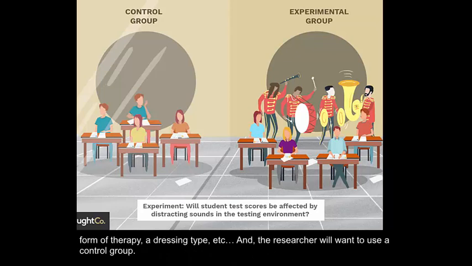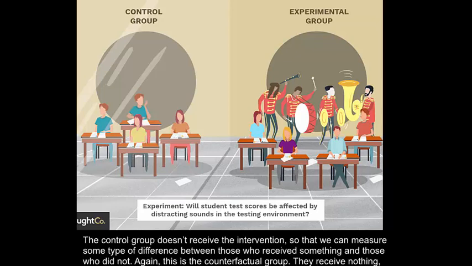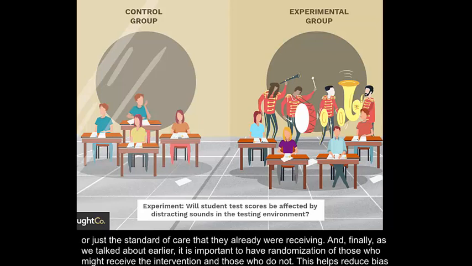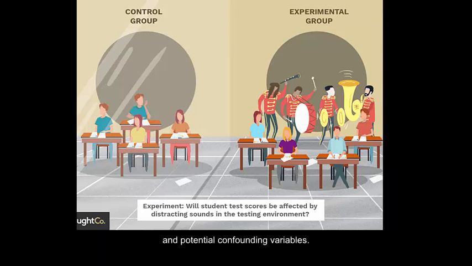And the researcher will want to use a control group. The control group doesn't receive the intervention, so that we can measure some type of difference between those who received something and those who did not. Again, this is the counterfactual group, the control group. They received nothing or just the standard of care that they were already receiving. And finally, as we talked about earlier, it is important to have randomization of those who might receive the intervention and those who do not. This helps reduce bias and potential confounding variables.